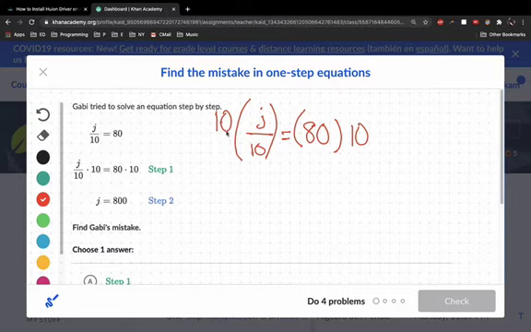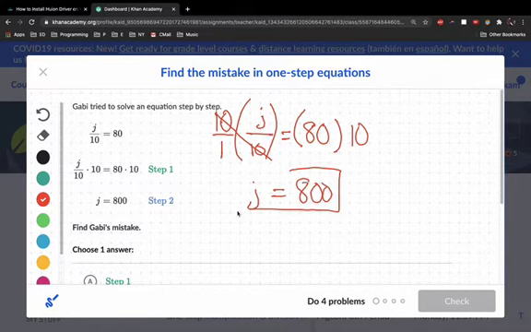So 10 over 1, when you have 10 on the top and the bottom, they cancel out. So you're just going to have j equals 80 times 10 is 800. And that would be your answer for this problem. So let's go ahead and check what they did.